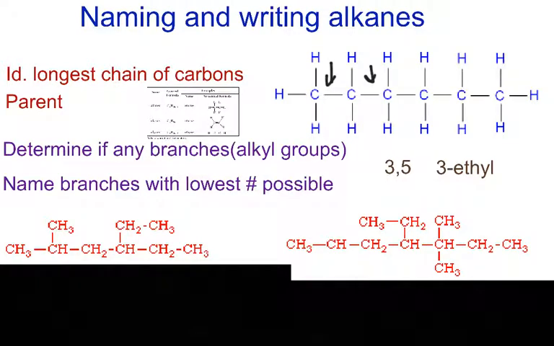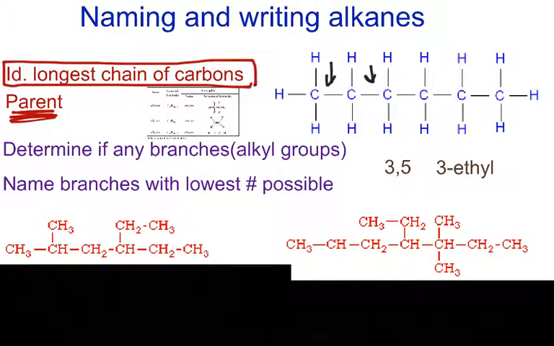Now, when we're doing the naming of alkanes, we have to identify the parent chain. So once again, we must identify the parent chain, and that's the longest number of carbons that you have. We did this in class, and we emphasize it again: that parent chain does not have to be straight. It only has to be continuous.